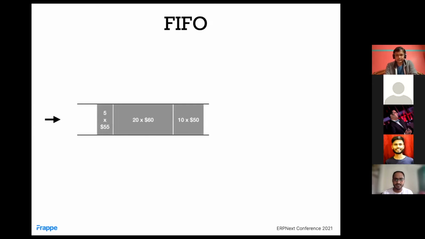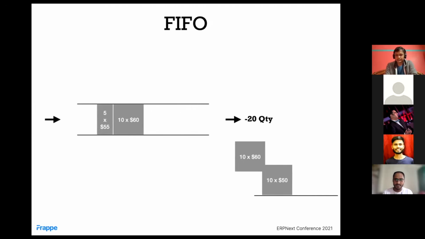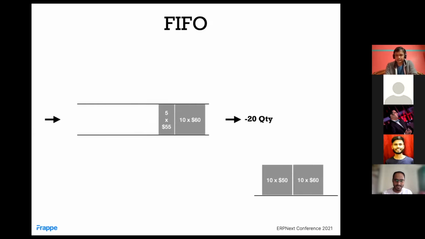Now we have a customer who bought 20 t-shirts. As per FIFO, the firstly added item needs to be removed first. So in this case, we'll get the 10 quantity from the first lot with the valuation rate of $50, and we'll get the remaining 10 quantity from the second lot with the rate of $60 each. With that, our COGS value becomes $1100, and the balance value on the balance sheet will show as $875. So this is all about FIFO.